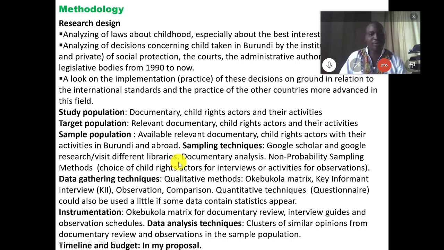So my methodology. Just hang on now. Just a minute. You see, your methodology, just take your design. You don't have to read all of these things on this slide. It will take too long for you to read them. So just take on a few lines here. Just take on your sample population and then your data gathering technique. Yeah, so take on your sample population and your data gathering technique. Please go on.